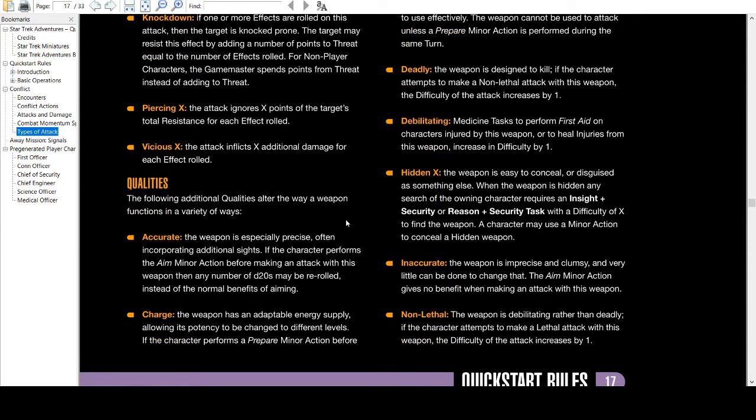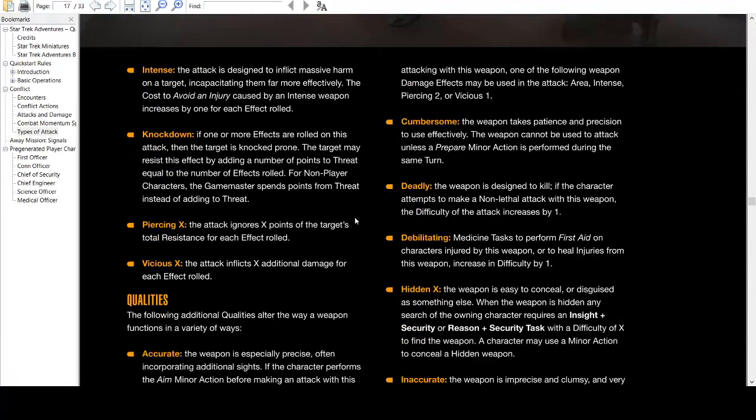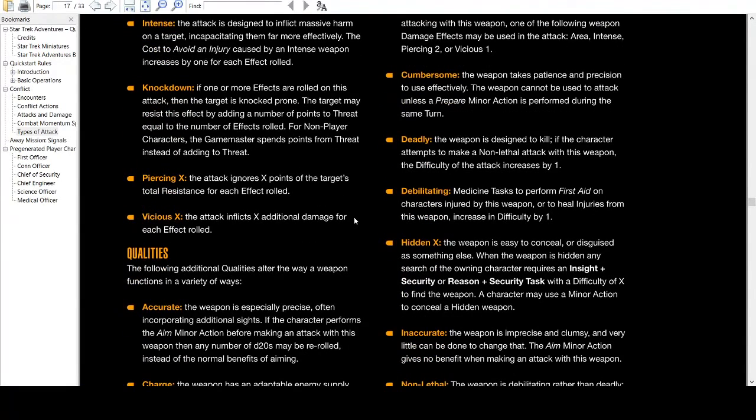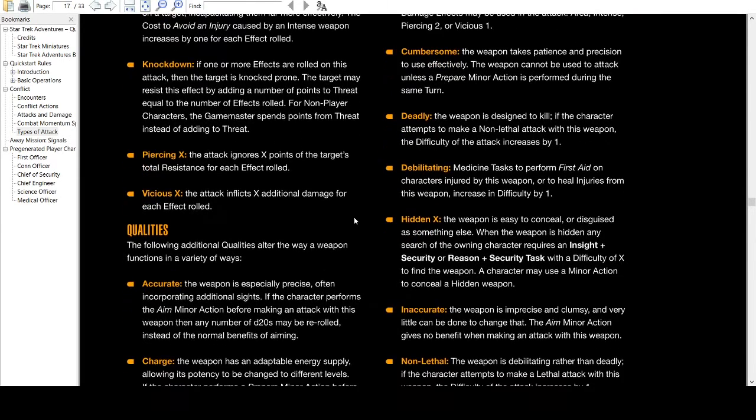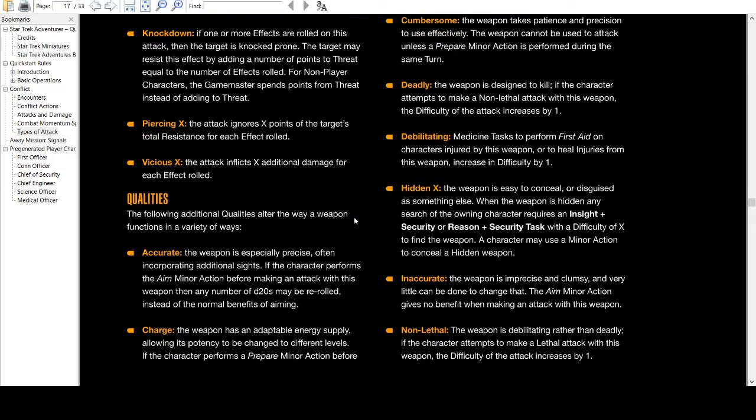Okay, coming back to charge. The weapon has an adaptable energy supply, allowing its potency to be charged to different levels. If the character performs a prepare minor action before attacking with this weapon, one of the following weapon damage effects may be used in the attack: area, intense, piercing 2, or vicious 1. So that's actually okay. That's quite a lot of flexibility and versatility given to the weapons, but at the cost of using a prepare minor action.